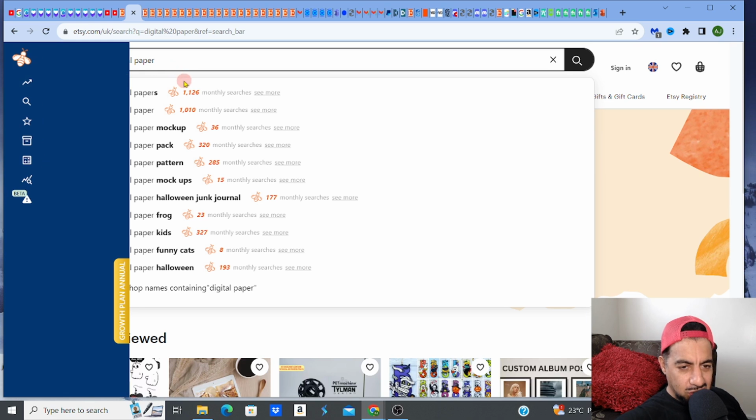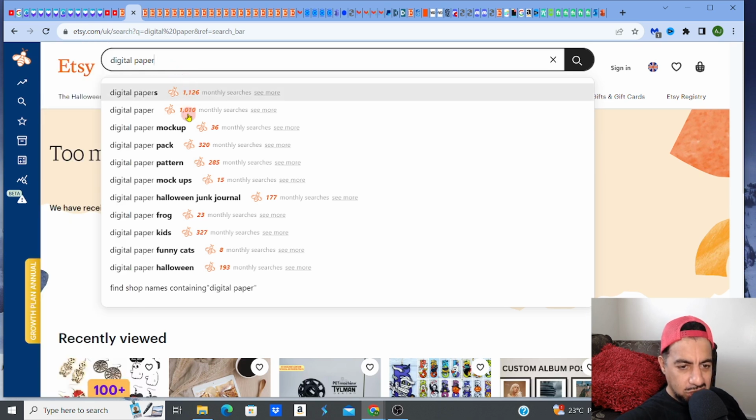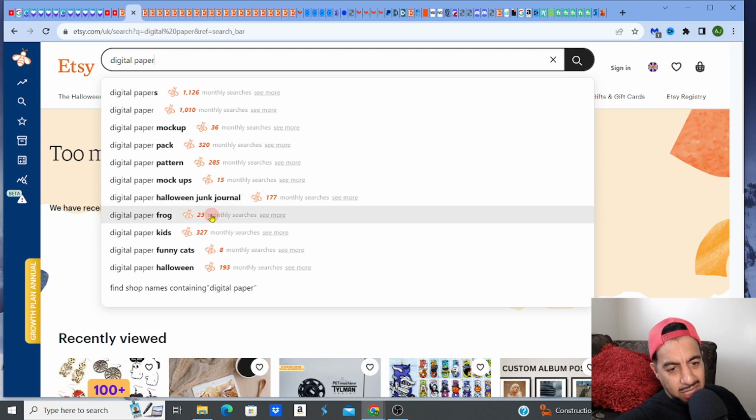And it's fantastic because it tells me exactly how much people are searching for, like digital paper mockup, digital paper pack, digital paper pattern, which is popular, digital paper Halloween junk journal, which is interesting, digital paper frog. So this is what I'm trying to say. When you want to start seeing what people are looking for, step one is you start looking at what Etsy are actually showing us. And then we can delve a little bit deeper into the unsaturated parts.